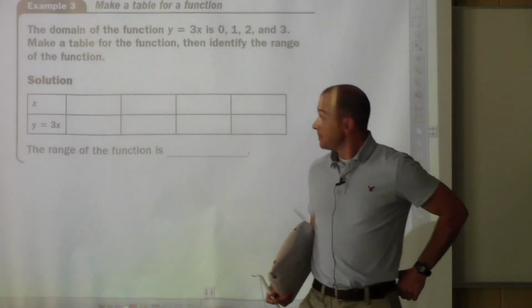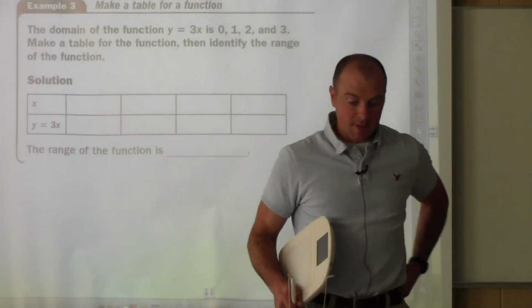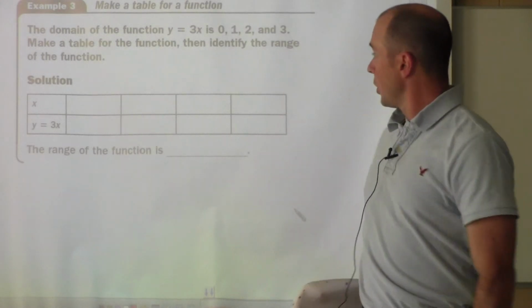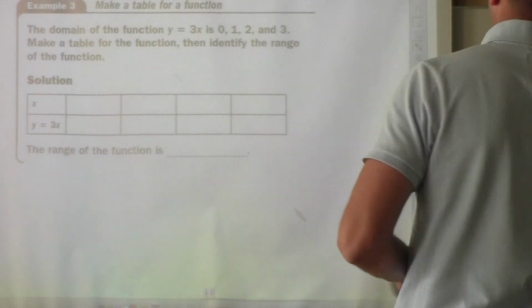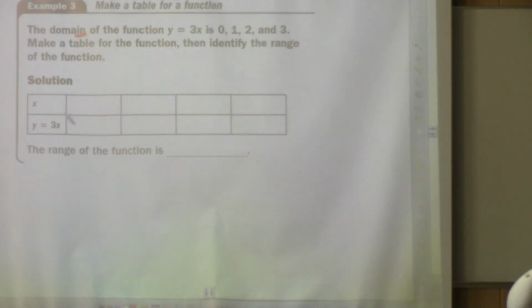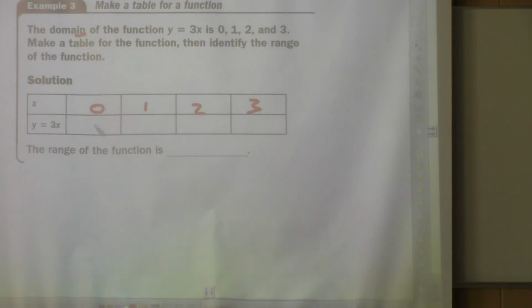Jump to example 3. The domain of the function y equals 3x is 0, 1, 2, 3. Make a table for the function. We can do that really quick. Domain, what am I supposed to plug in for x? 0, 1, 2, and 3. Now we have to come up with the range, or the outputs. Okay, the outputs: y is 3 times whatever x is. 3 times 0 is 0. 3 times 1 is 3. 3 times 2 is 6. 3 times 3 is 9. Range, that's the set of all your outputs. In this case, 0, 3, 6, and 9.